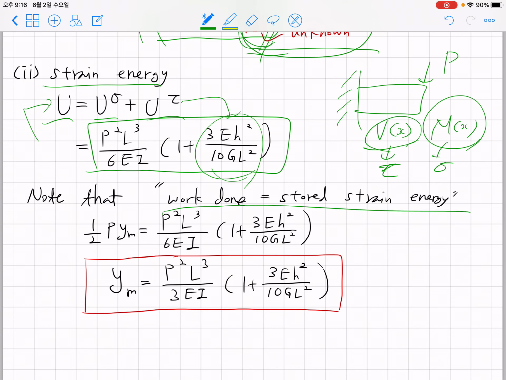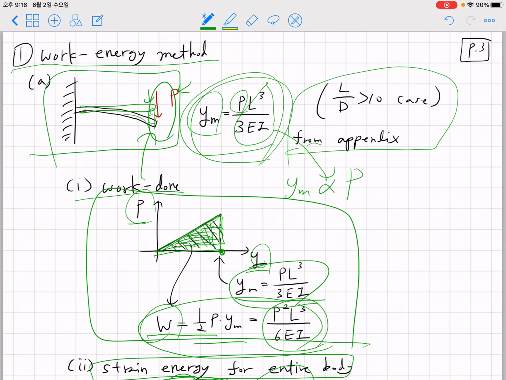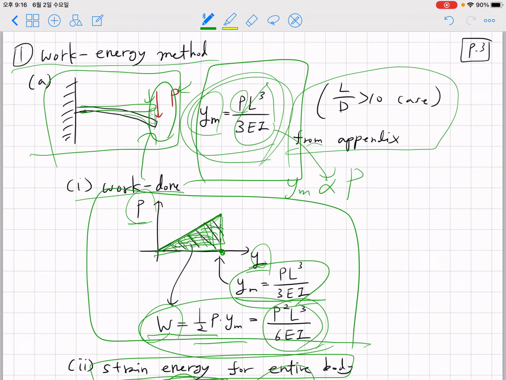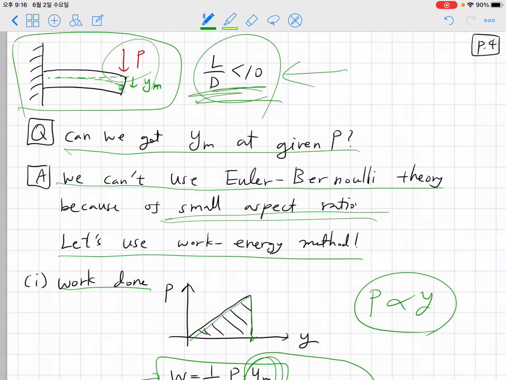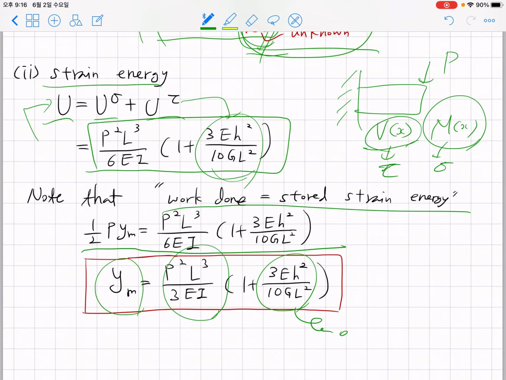So from the energy conservation principle, we can consider this equality and obtain the expression for Ym. What you can realize here is that if this term is 0, it becomes identical to the simple problem we considered on the previous page, where L over D is very large. However, when L over D is not large, if the aspect ratio is not large enough, in addition to this term, we have an additive correction term. This additive correction term comes from the effect of the shear force.